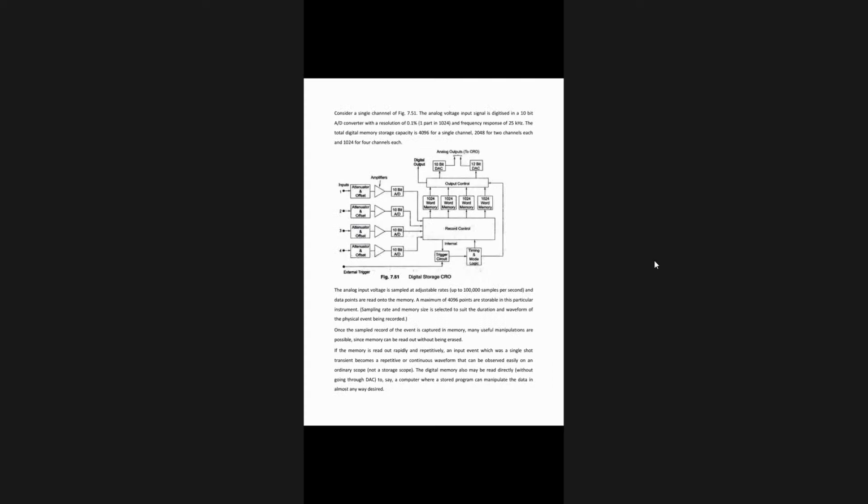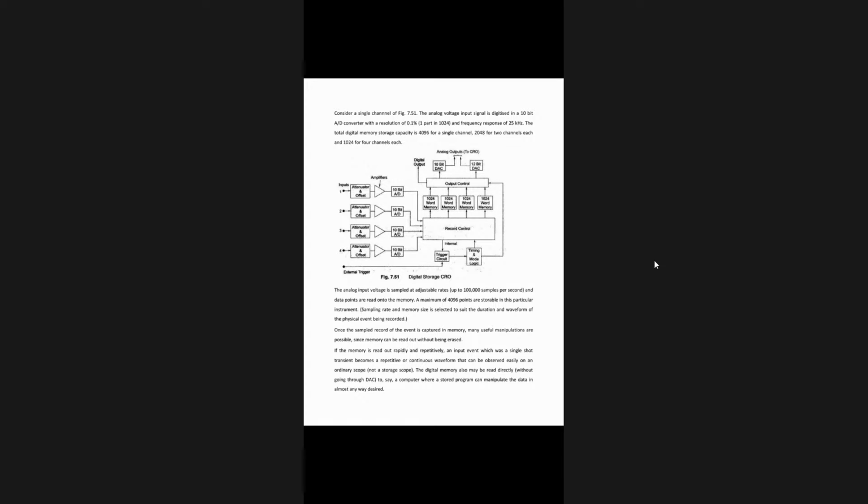Through this you can go through the whole slide, and the whole material you will understand in a better way. It is written here in a simplified way, right? And again, some diagram is given for the digital storage CRO. There, the inputs are given, that is input 1, 2, 3, 4. The inputs are given, that this is a 4-channel. This is the 4-channel digital storage CRO.